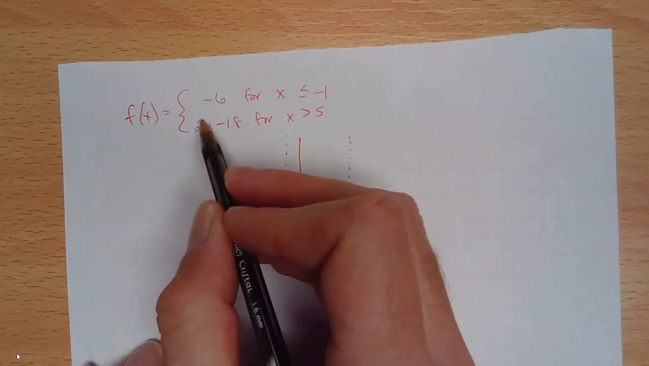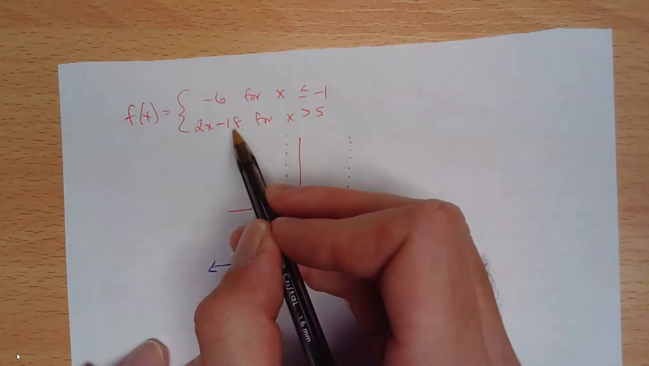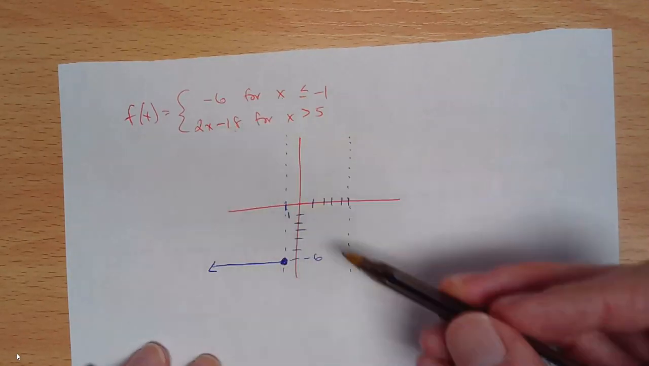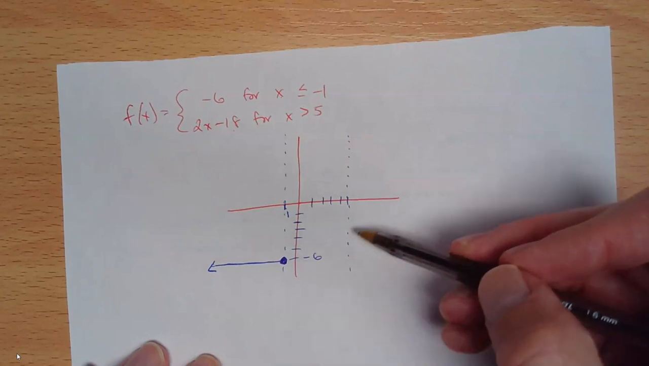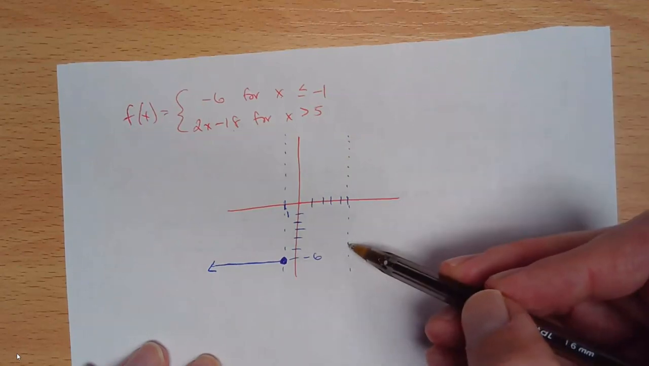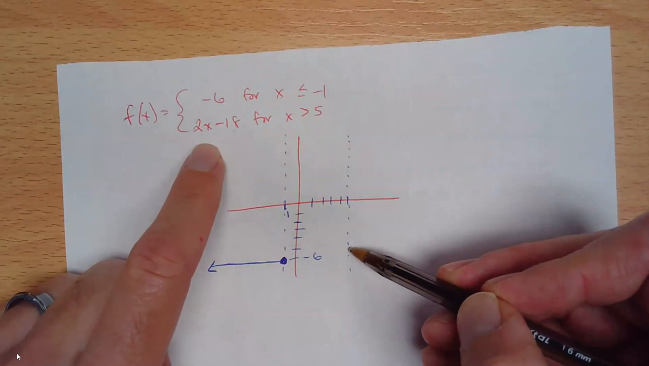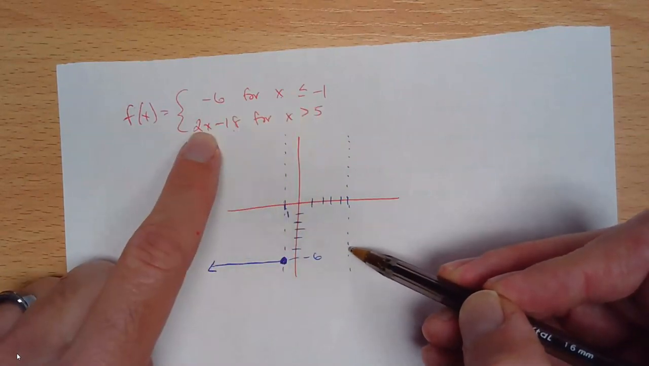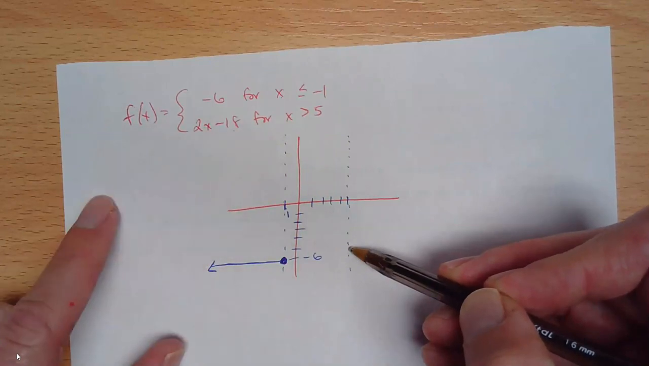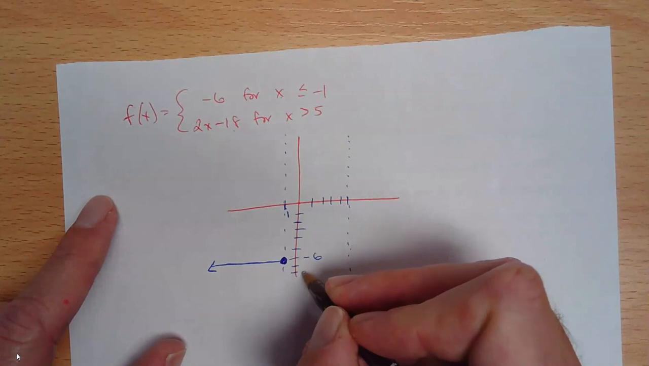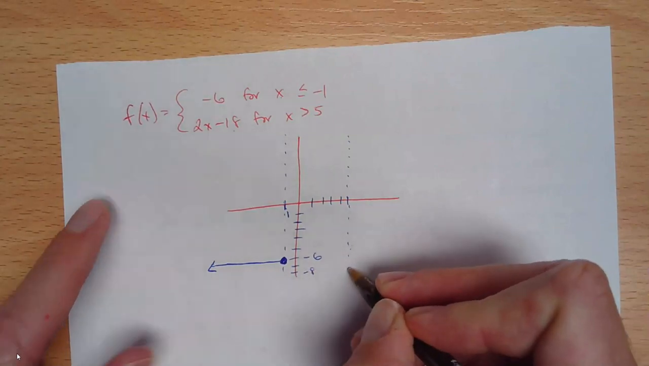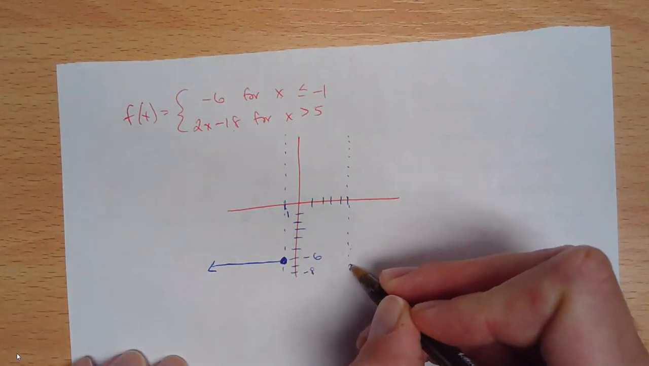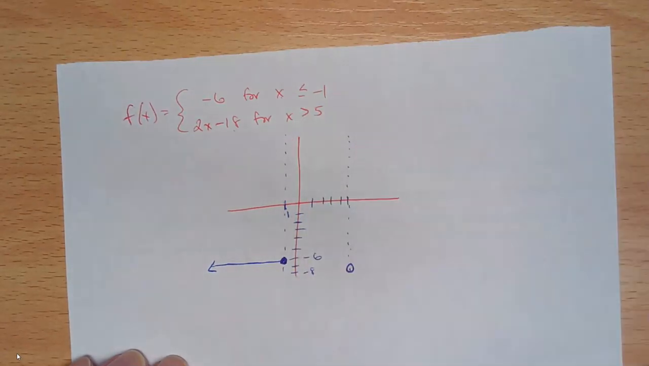Now I know this is a linear equation. I know that it has a y-intercept of -18 and a slope of 2. That's way down here, and that's hard to graph. Where's it going to hit this line? I can plug 5 in to see where it starts on this line. So if I plug a 5 in, then 2 times 5 is 10, minus 18 is -8. So here's -8. It's going to start right there on that vertical line. So I'm going to put an open circle because it's not equal to.